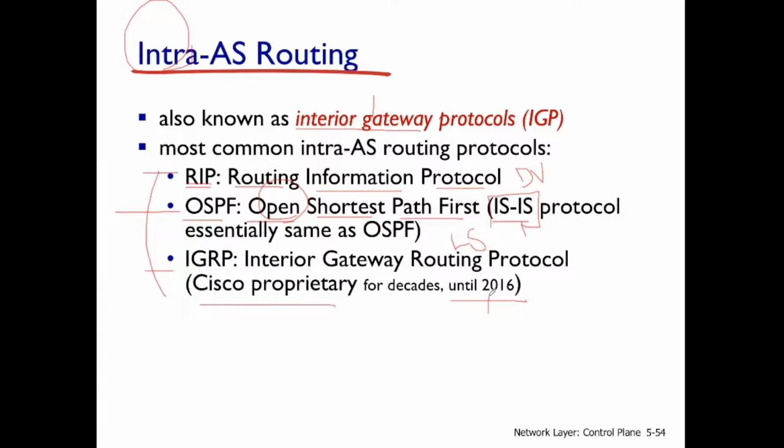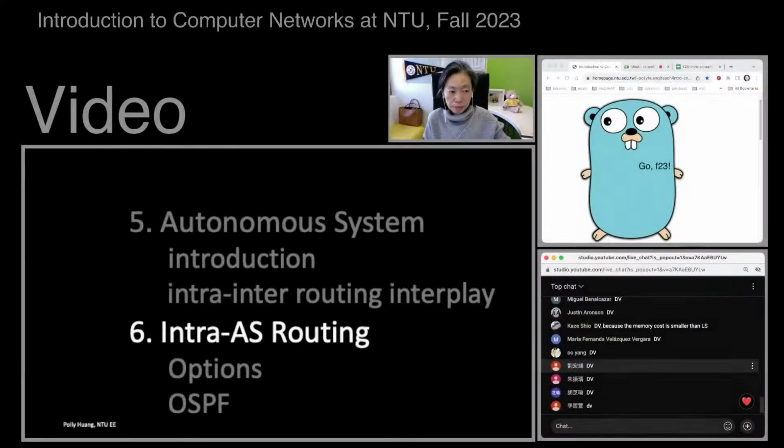Starting from 2016, Cisco stopped maintaining IGRP because there's very little need of doing routing inside the router. So, 3 options. The first option, RIP, is really old, and I'm not sure if it's still maintained. The last one is for sure IGRP. It's proprietary, and it's for sure not maintained.